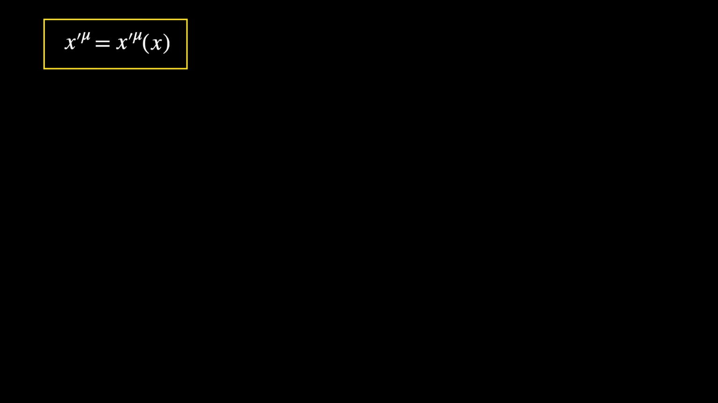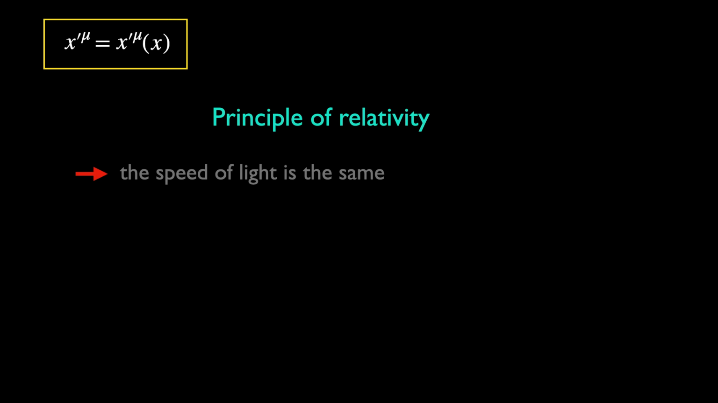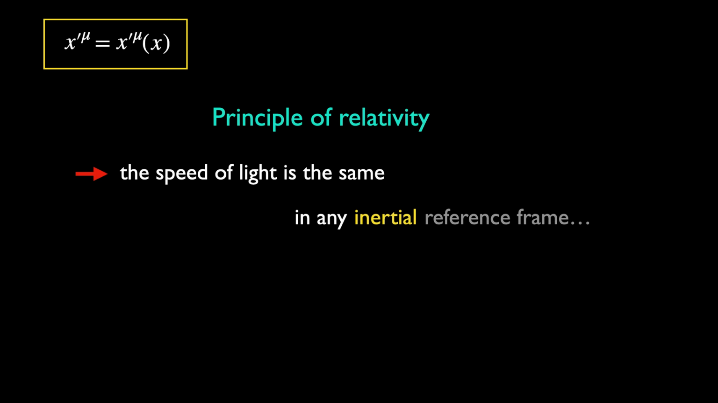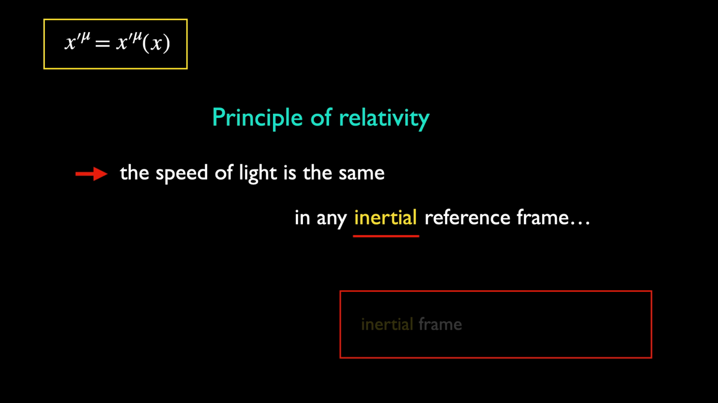Now we introduce a law of nature, which is one of the defining principles of special relativity. This states that the speed of light must be the same in any inertial reference frame. This is an empirical fact which we shall treat as a postulate. An inertial reference frame is simply a non-accelerating frame. Let's see how this law constrains the transformation function above.